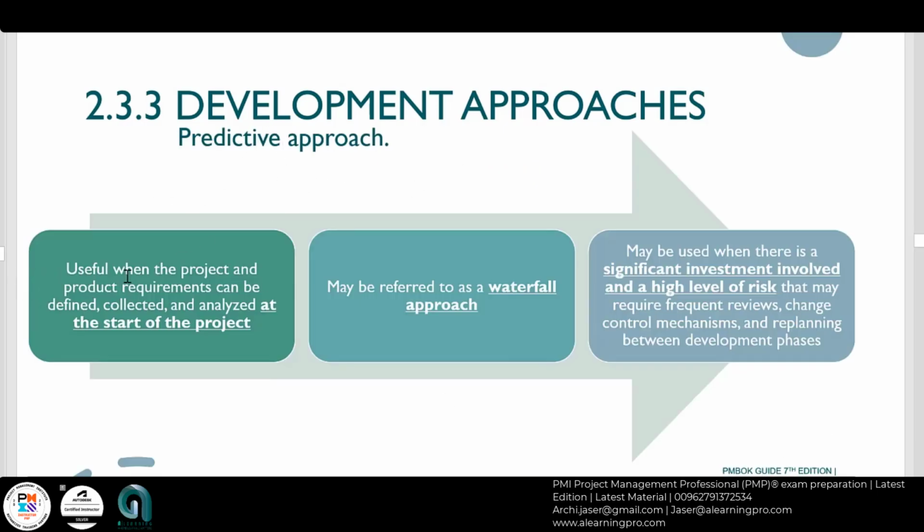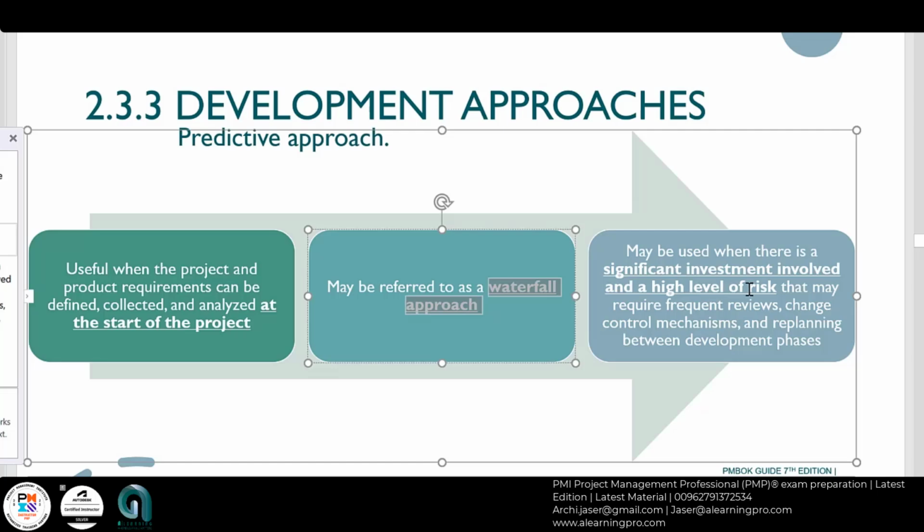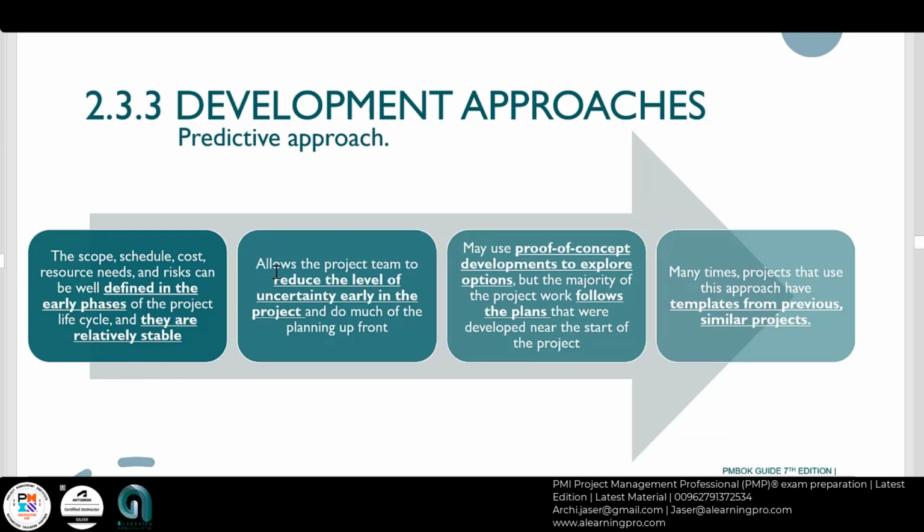Predictive approach is useful when products, requirements, deliverables, goals, and objectives can be defined or collected at the beginning of the project before you start. This will help you in planning upfront, which is also named the waterfall approach, and it may be used when there is significant investment involved and a high level of risk. So you don't want to waste this investment. You need to know the scope upfront and plan upfront, so you also plan risk responses upfront. In the predictive approach, the scope, schedule, cost, resource needs, and risks can be well defined in the early phases, in the initiation phases of your project, and they are relatively stable.